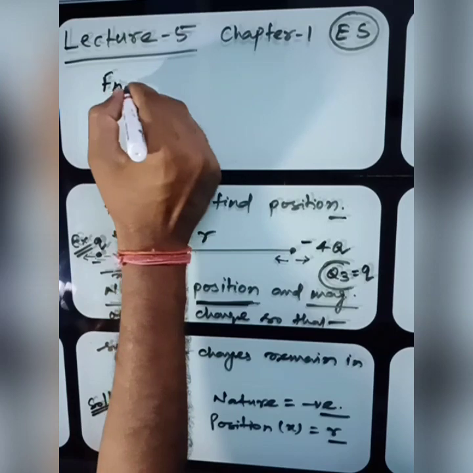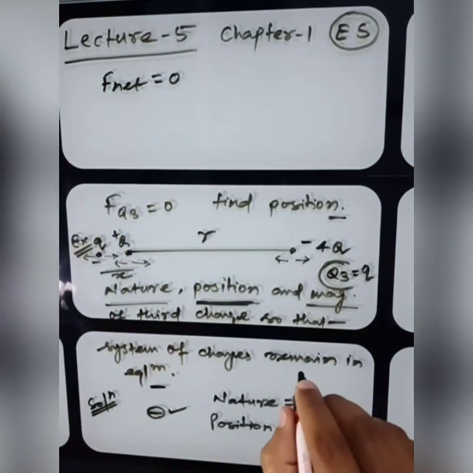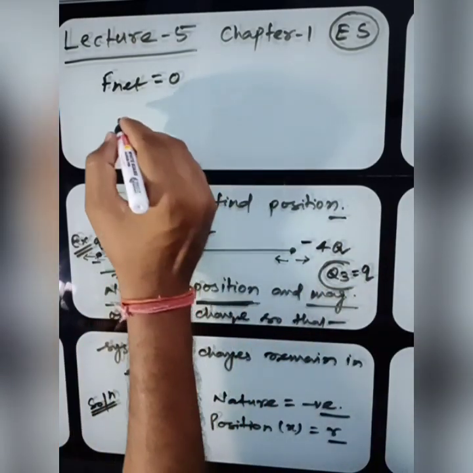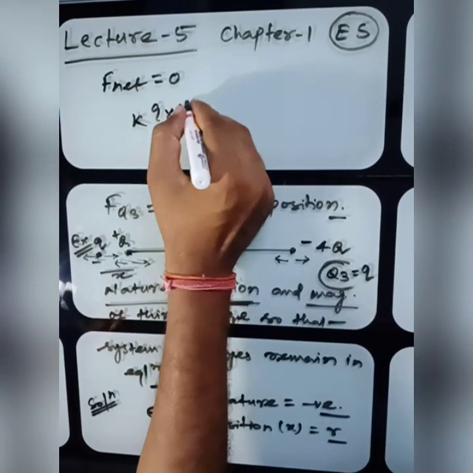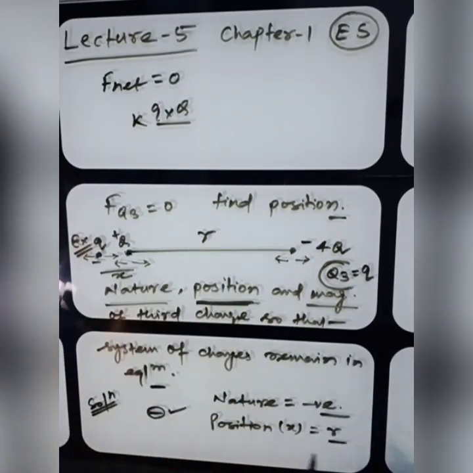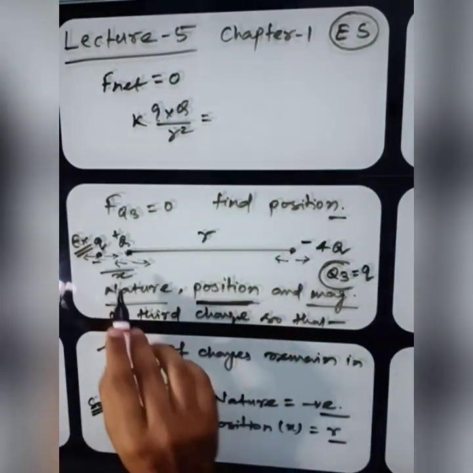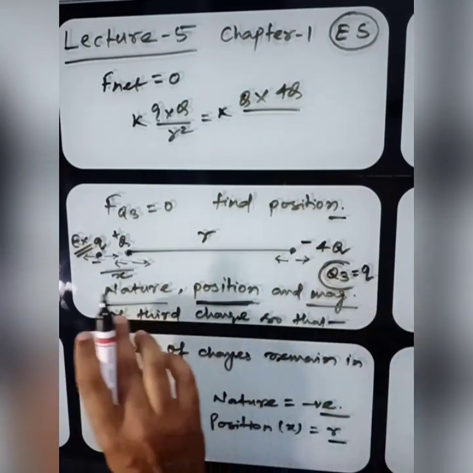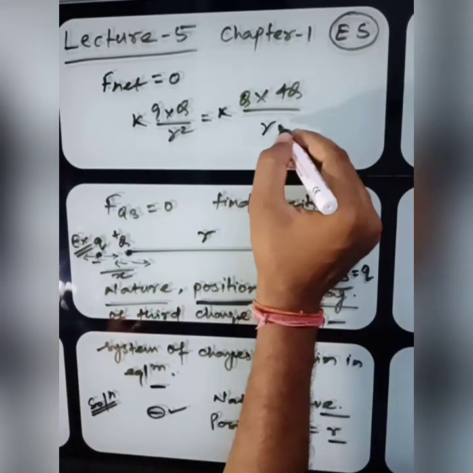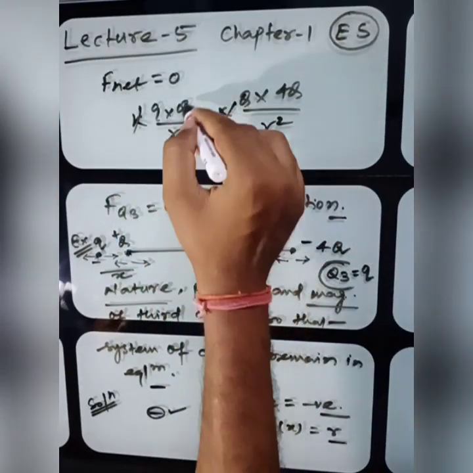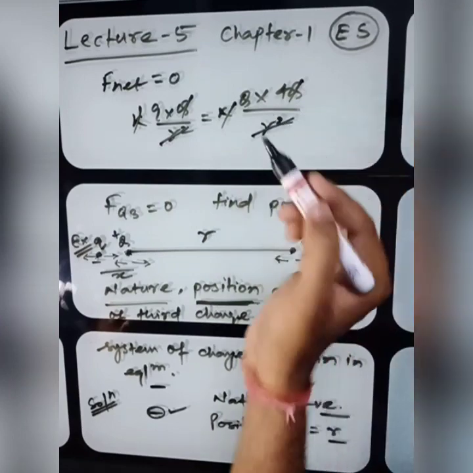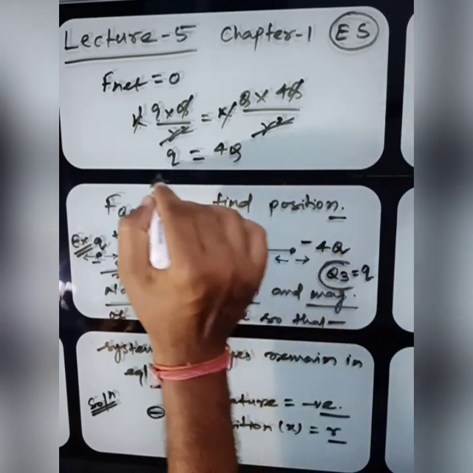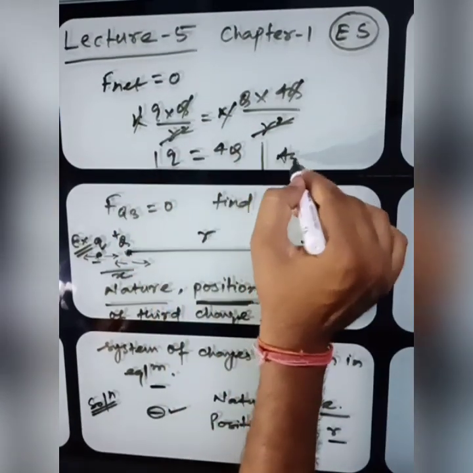F net will be how much? Since the system is in equilibrium, F net will be 0. Now between these two, the force we can write as K, Q, q3 divided by x square, and x equals how much? It is R, equals to, between these two, K, Q, 4Q divided by the distance, that is R square. K will cancel out, Q will cancel out, R square also cancels out. So this q is equal to 4Q. Now we have the answer. Okay.